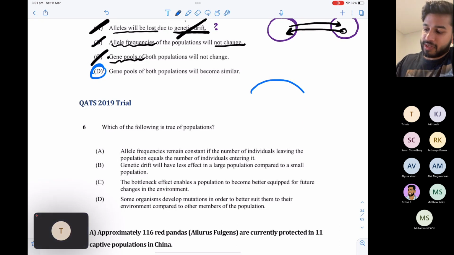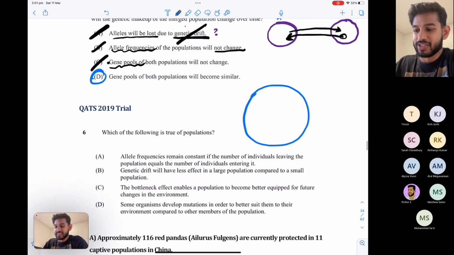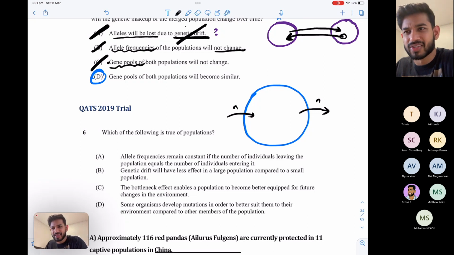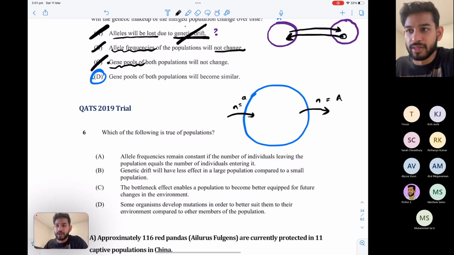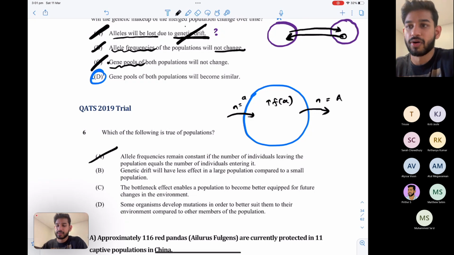Good explanation, right? Which is, again, I always draw this. It's very easy. Gene pool is the circle. If the number of organisms leaving is equal to the number of organisms entering, the allele frequency must be the same. But that doesn't make sense, because what if all the organisms leaving have the capital A allele, and all the organisms entering have the little a allele, which is exactly what Shruti said, different alleles, right? What that's going to do is increase the frequency of the little a allele. So again, A is not right.